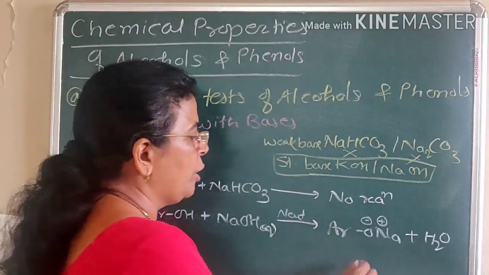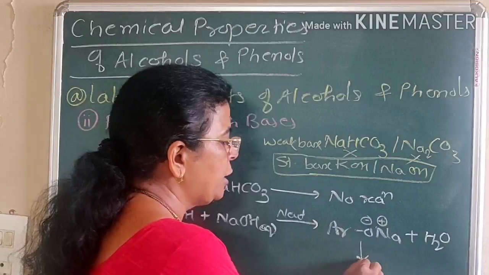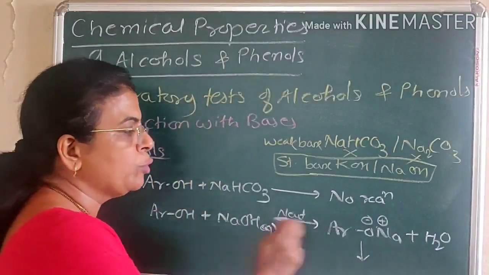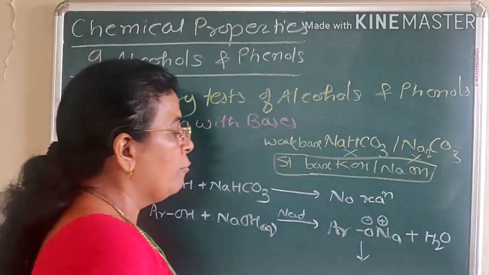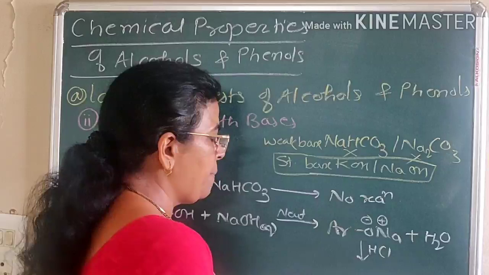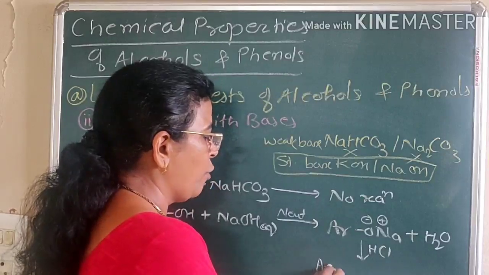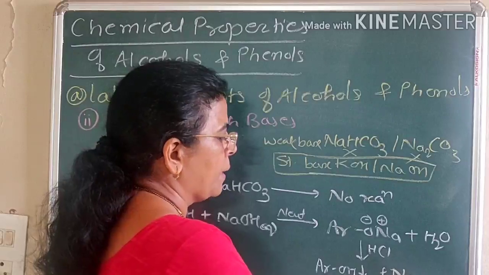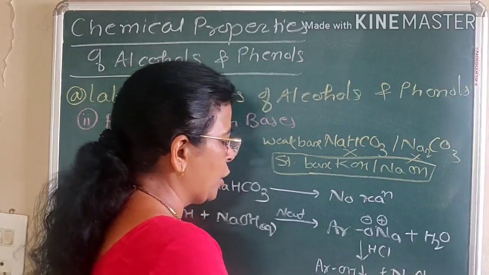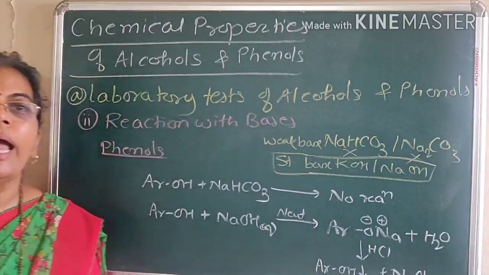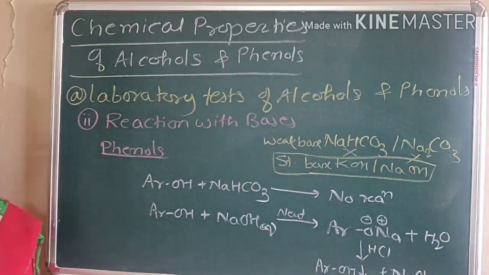Now this sodium phenoxide is regenerated. Now here this phenol is soluble in NaOH to form sodium phenoxide. But when it is treated again with HCl, then it is reprecipitated. That is, here formation of phenol takes place along with NaCl. That is, reprecipitation or regeneration of phenol takes place by the treatment of an acid like HCl.